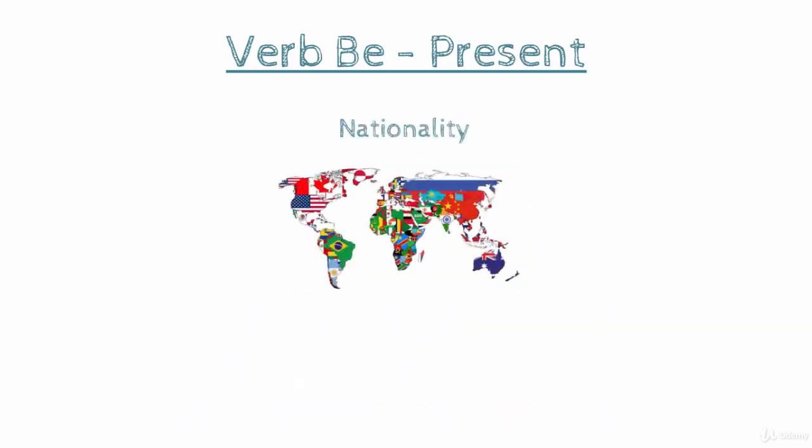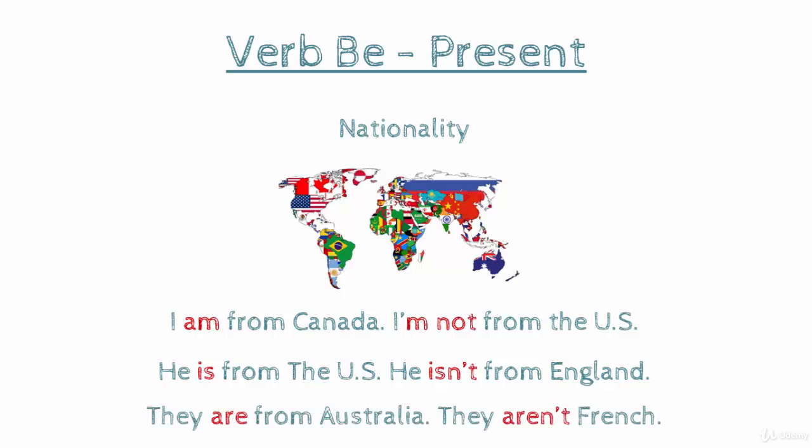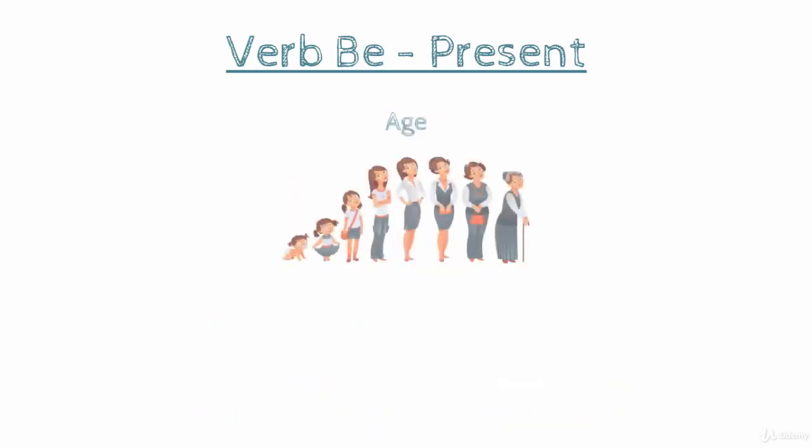We can talk about nationality. I am from Canada. I'm not from the US. He is from the US. He isn't from England. They are from Australia. They aren't French.